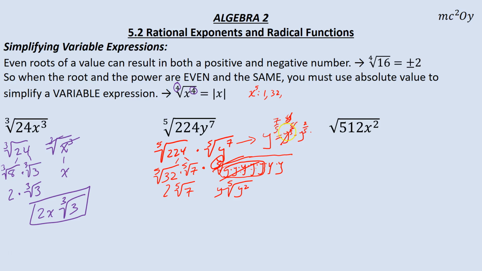So it's really up to you how you want to do it. I think this is a decent visual. But when you're done here, you've got to combine your pieces. So the things outside go first, 2y. The things inside go inside the same root because they're both fifth roots, so 7 and y squared.